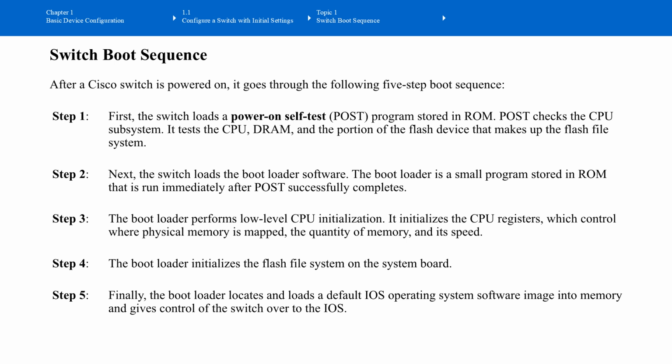It initializes the CPU so the brain can start to work with other hardware devices, such as the memory and the hard disk. It initializes the CPU registers, which control where the physical memory is mapped, the quantity of memory, and the speed. Step 4, the bootloader initializes the flash file system on the system board. And then the last step, the bootloader locates and loads the default IOS operating system software image into memory and gives control of the switch over to the IOS.